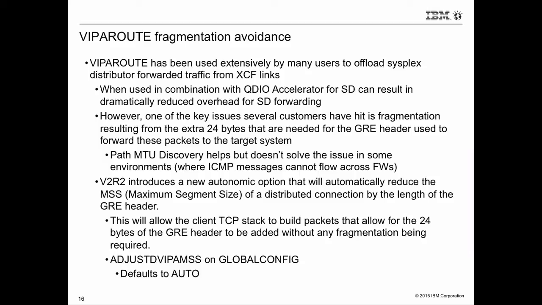So there's a new parameter that will exist on global config called ADJUSTVIPAMSS, which will basically reduce the size down by 24 bytes so that you never get fragmentation when we forward it from the Sysplex distributor back to the target stack. And this is kind of one of those rare cases where we're defaulting to the new and what we believe to be better behavior. The default for this new parameter will be auto, which is where we basically adjust the MSS size when we believe it needs to be.